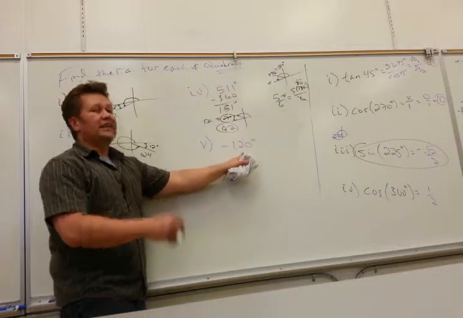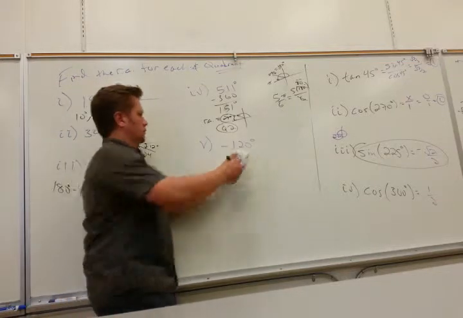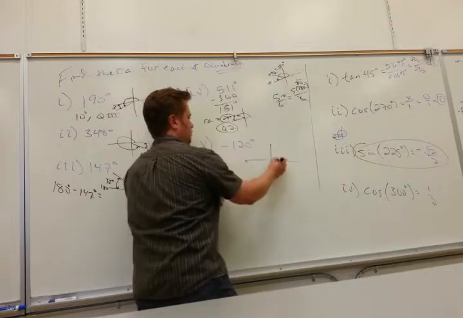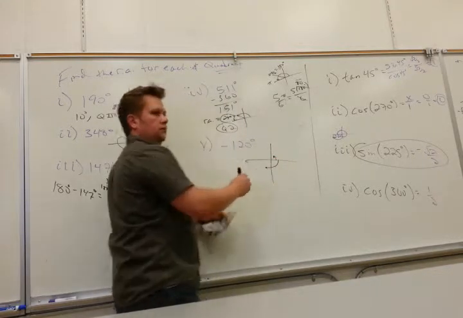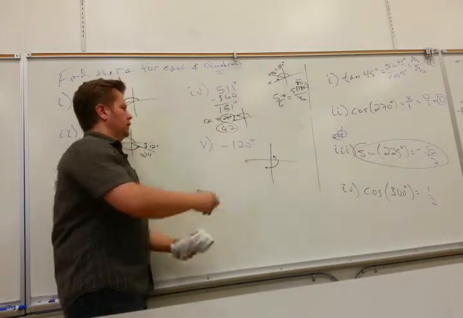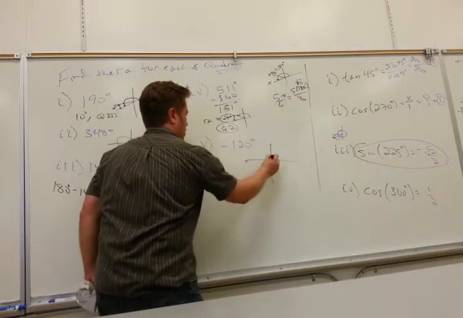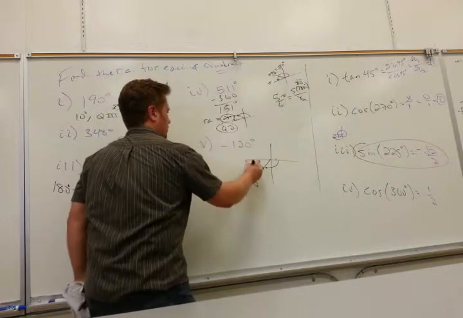What about negative 120? What does that really mean? Don't turn that way, turn that way. So what quadrant am I in? Third quadrant, and how far away from the x-axis am I? 60 degrees.